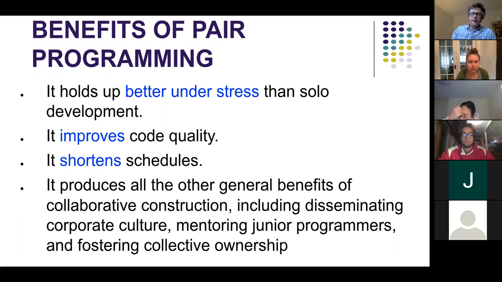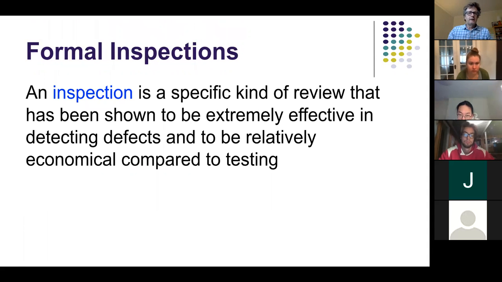It produces all the other general benefits of collaborative construction, including disseminating corporate culture, mentoring junior programmers, and fostering collective ownership. All of these things are part of pair programming. Formal inspections. An inspection is a specific kind of review that has been shown to be extremely effective in detecting defects and to be relatively economical compared to testing.